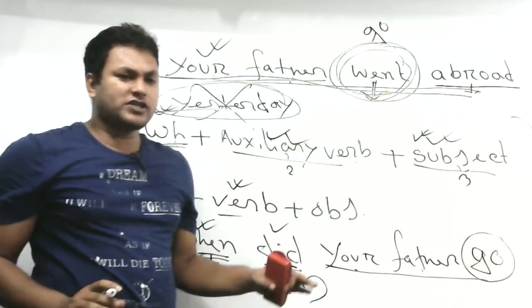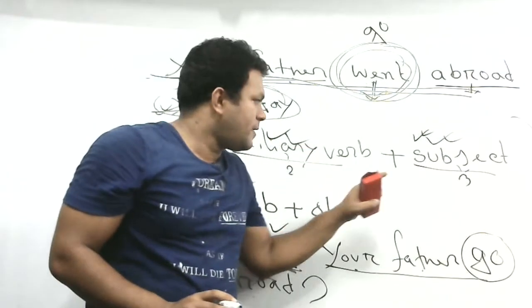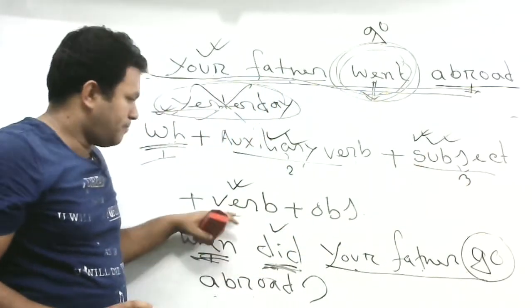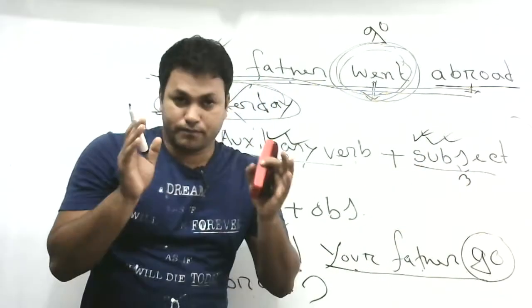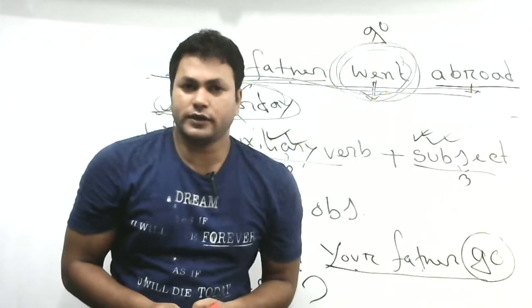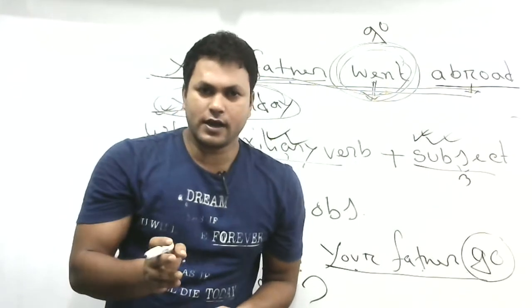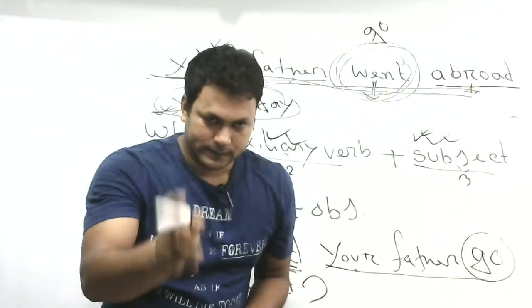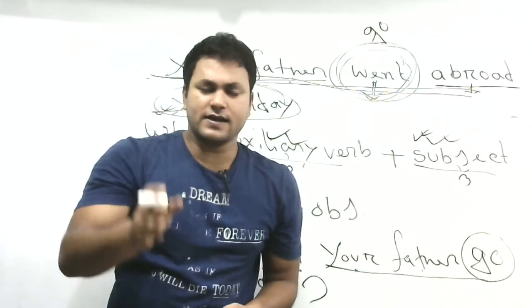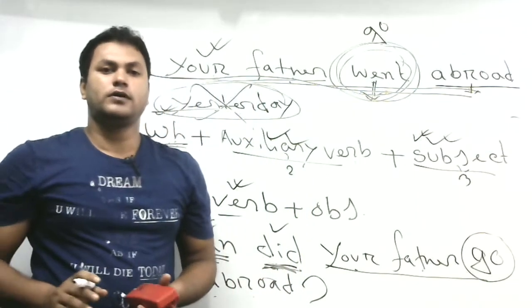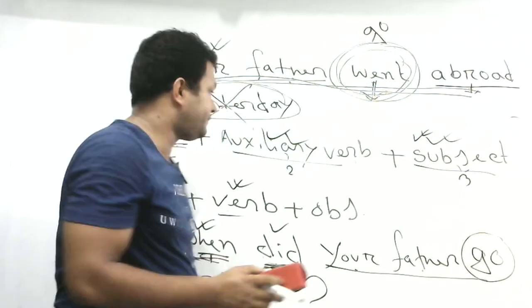So, what is the structure? WH, auxiliary, subject, verb, and object. Just write it down. What is the structure? WH, auxiliary, subject, and verb. Now I'm making questions again.